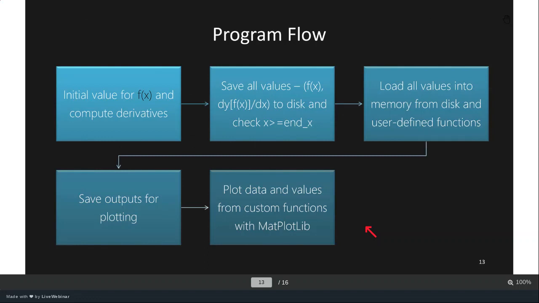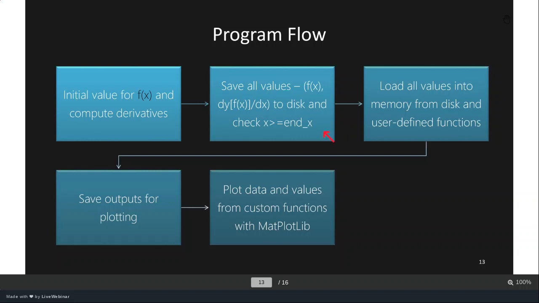So here is a visualization of the program flow used in the implementation of Euler's method for this study. First, we input the initial values for f of x, x, and the step size, and compute its derivatives. And if needed in a complex problem, we can compute and update up to n, and then save all the values like f of x and its derivatives to disk, and check whether the value of x is greater than the end value of x.